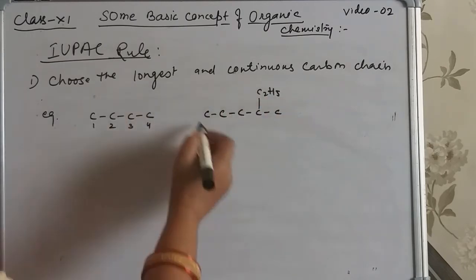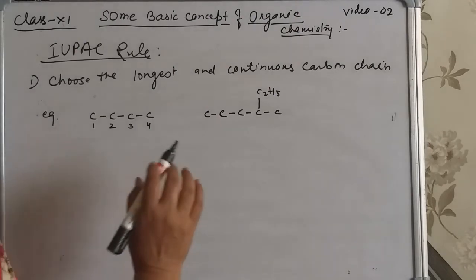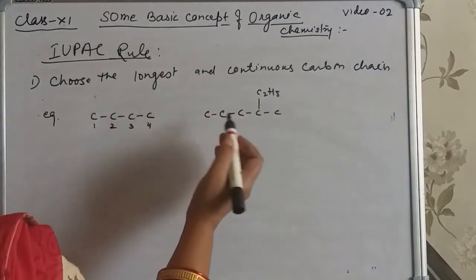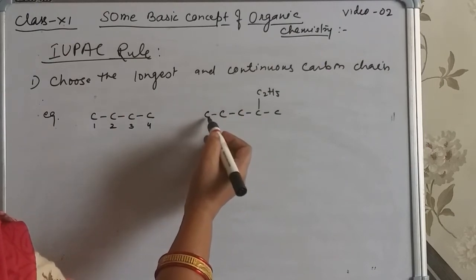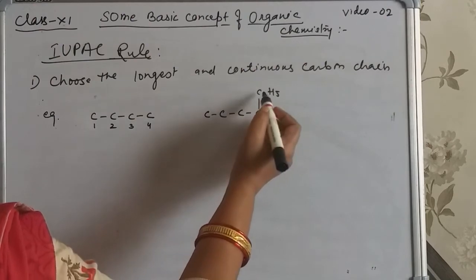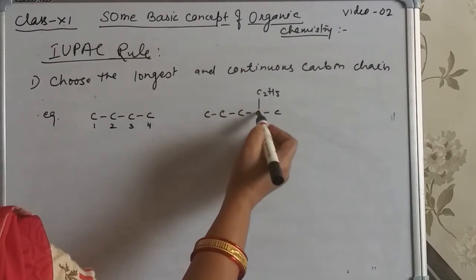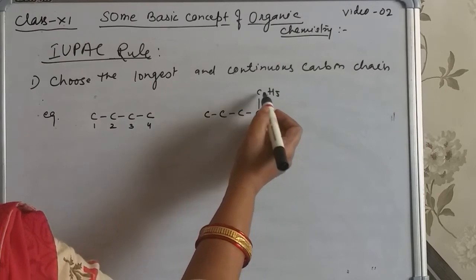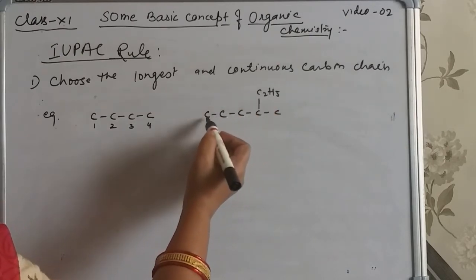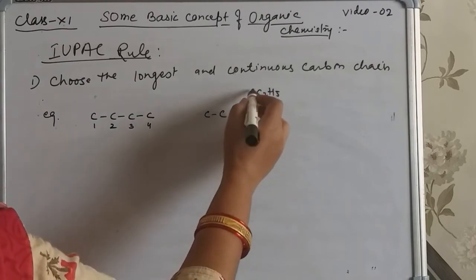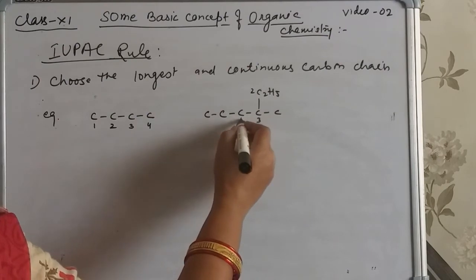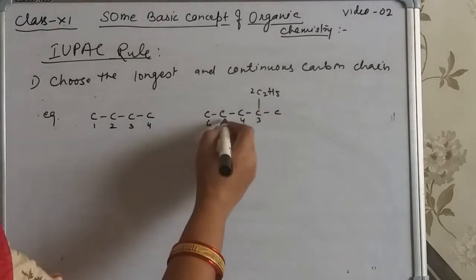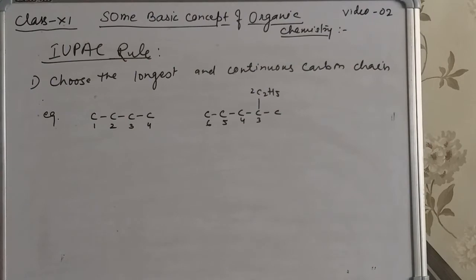So at first find out the parent chain. Parent chain means longest and continuous carbon chain. So 1, 2, 3, 4, 5. Only a 5 carbon chain is formed in this particular parent chain. If we count 2, 3, 4, only 4 comes. 2, 3, 4, 5 and 6. Means we select here position 2 because here is 2 carbon, 1 and 2. This is 3, 4, 5 and this is 6. So according to the rule, find out the carbon chain.